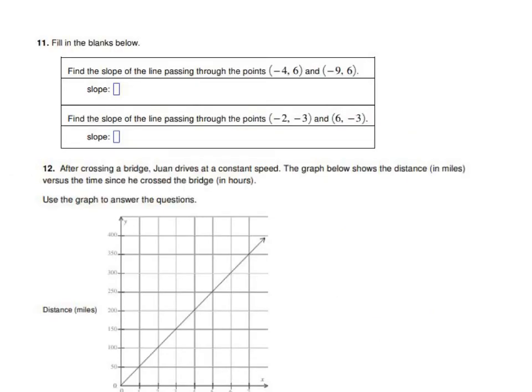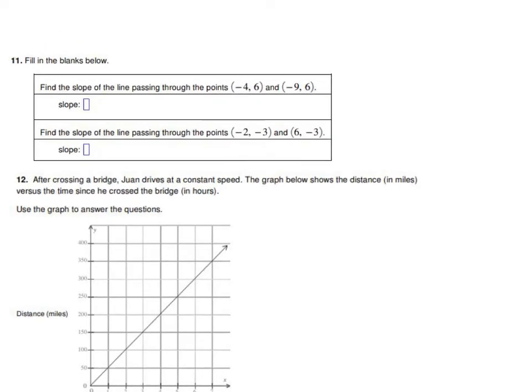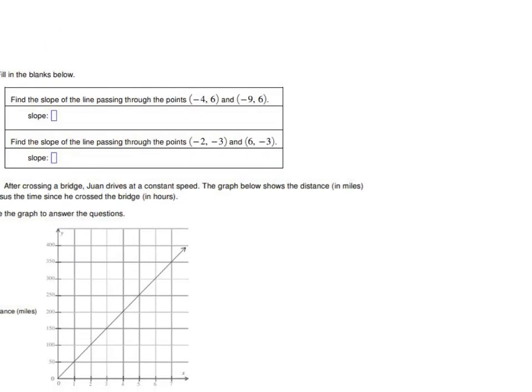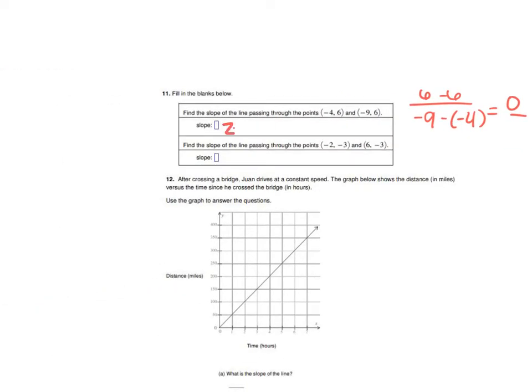Problem 11 says for us to find the slope of the line passing through the points, and then we just do that 2 times. So I like to just use my y2 minus y1 over x2 minus x1. So I'm going to say 6 minus 6 over -9 minus -4. That leaves me with 0 over. Once I see the 0 on top, I'm not going to go any further. I know when I have 0 on top, that means our slope is 0. We need to make sure that we write 0 and not leave it as a fraction, 0 over a number.